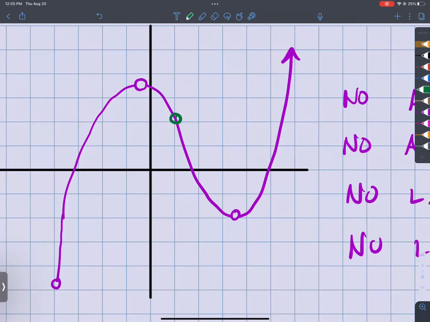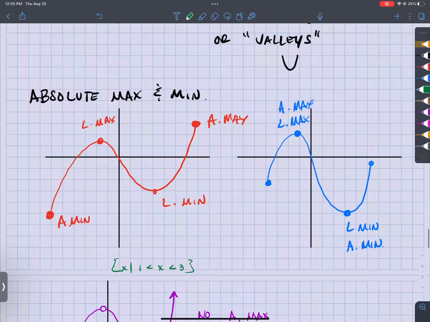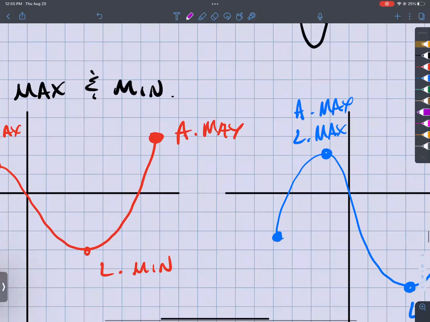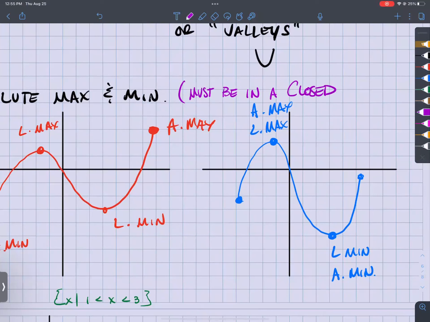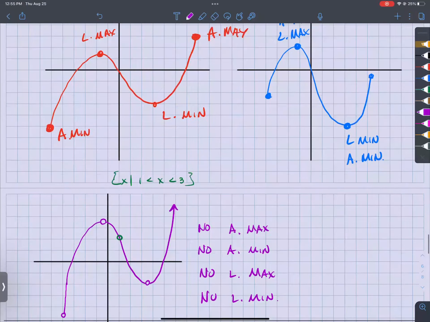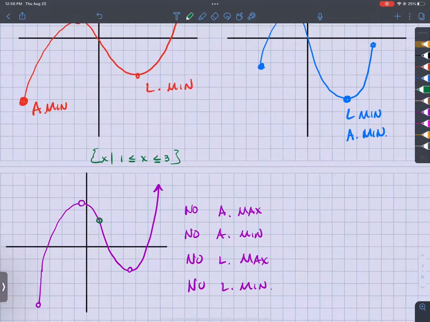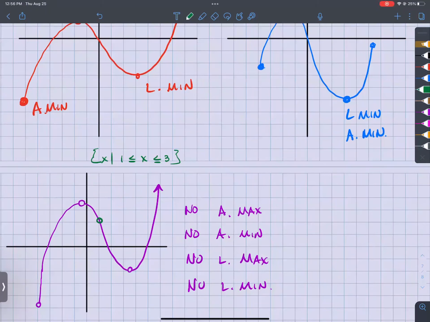And then I did say on here, I put this in here, that this must be in a closed interval. So that means this right here, I do have to use this as equal to, because it has to be a closed interval. Are we okay there?